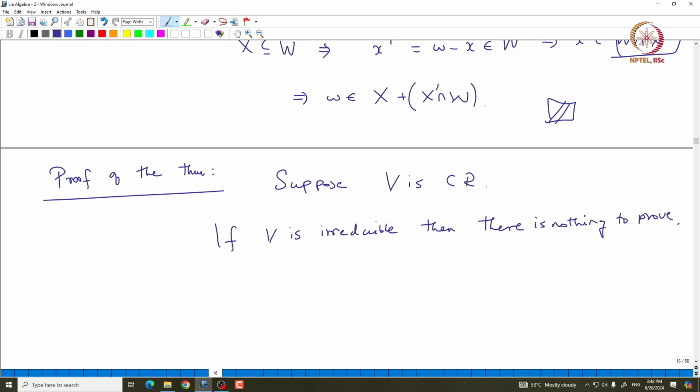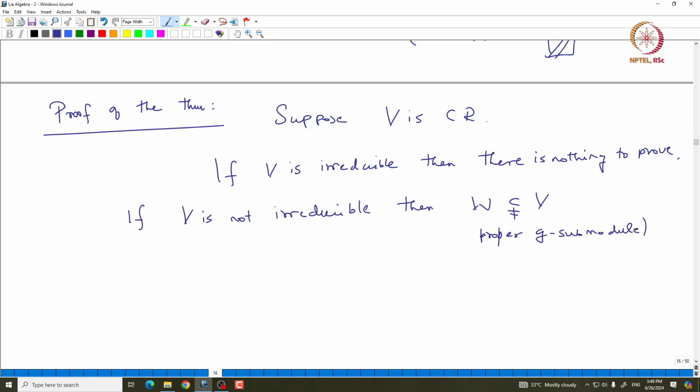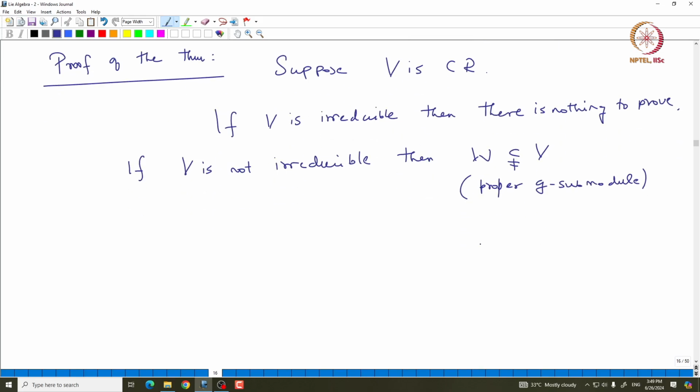So, we take V is not irreducible. Okay. So, that means it will have a proper submodule. If V is not irreducible, that means it is reducible. So, then there exists a proper G submodule W inside your V.